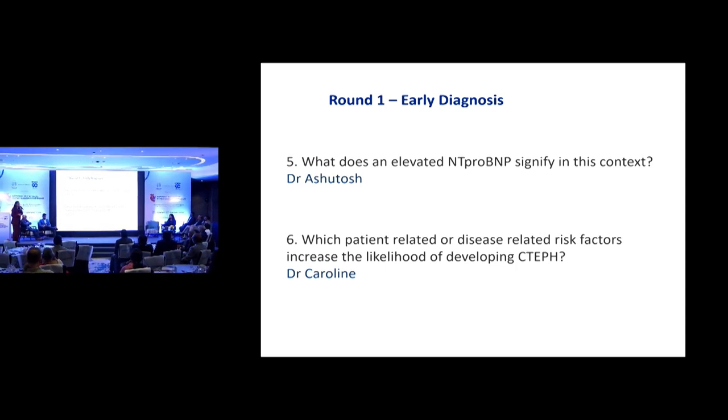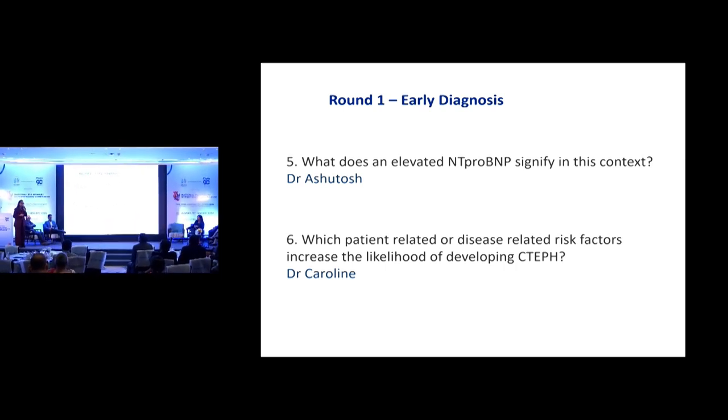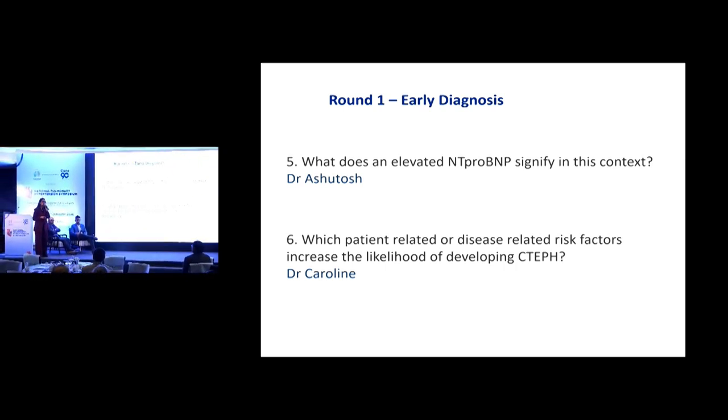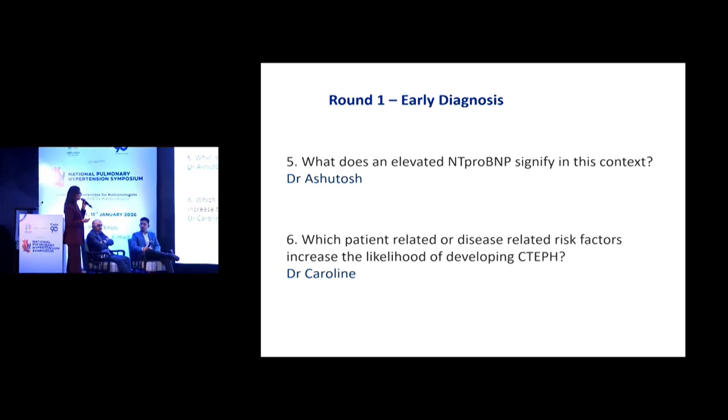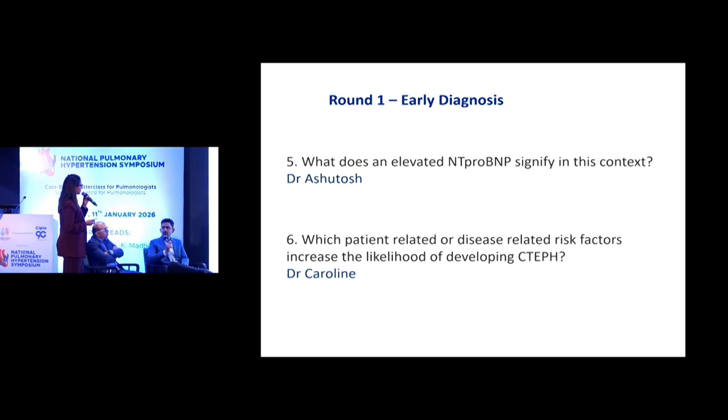So great. I think elevated NT-proBNP basically correlates with the RV wall strain. And it's a really good prognostic marker. It helps in the baseline assessment as well as in the post-intervention follow-up. Right, Dr. Thala? Absolutely.